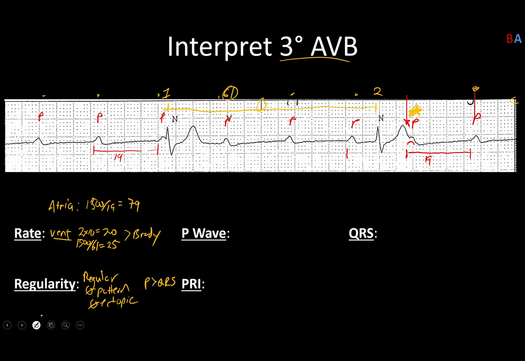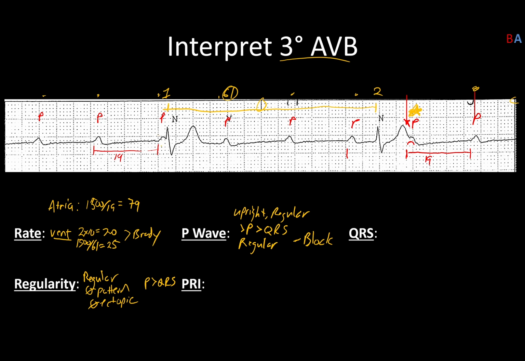So let's go ahead and do the P wave analysis and say that they are upright, regular. I've got more P's than QRS's. They are regular, and so I'm probably dealing with a block of some kind. We know that. Let's go ahead and try and figure out the QRS, or not the QRS, the PRI.